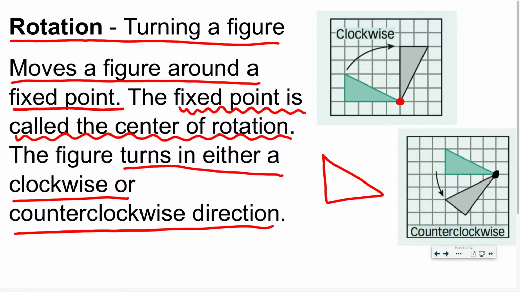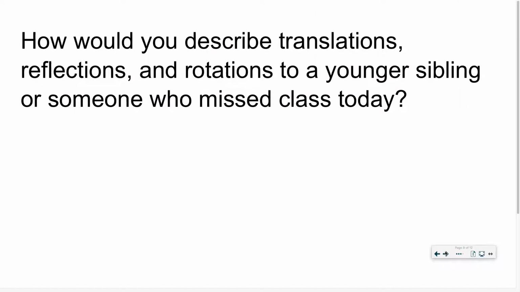Now, as we continue on this week, you're going to look at a figure and identify how it has transformed. And it could be a combination of things. Maybe we translated it and then reflected it. Maybe we rotated it and then reflected it. The goal here is that you not only know the ways that a figure can move and change, but also how to identify what happens to get the figure to move or change. How could you describe translations, reflections, and rotations to a sibling or someone who missed class?